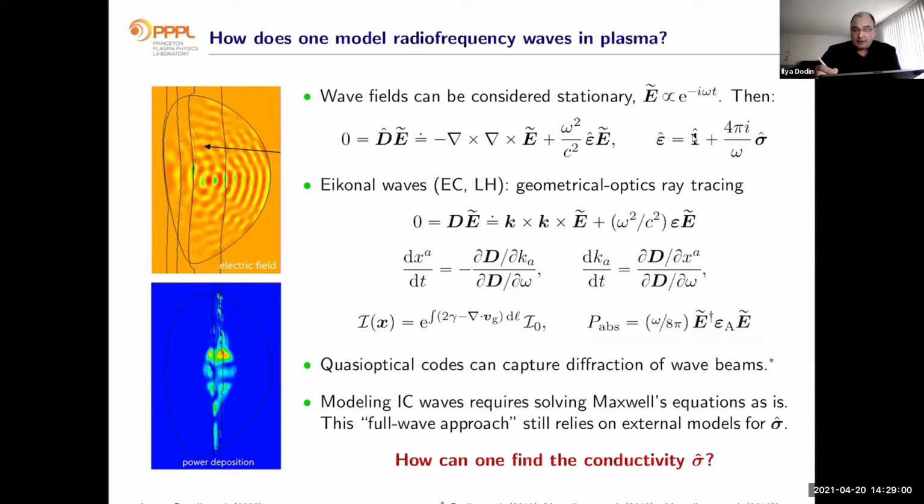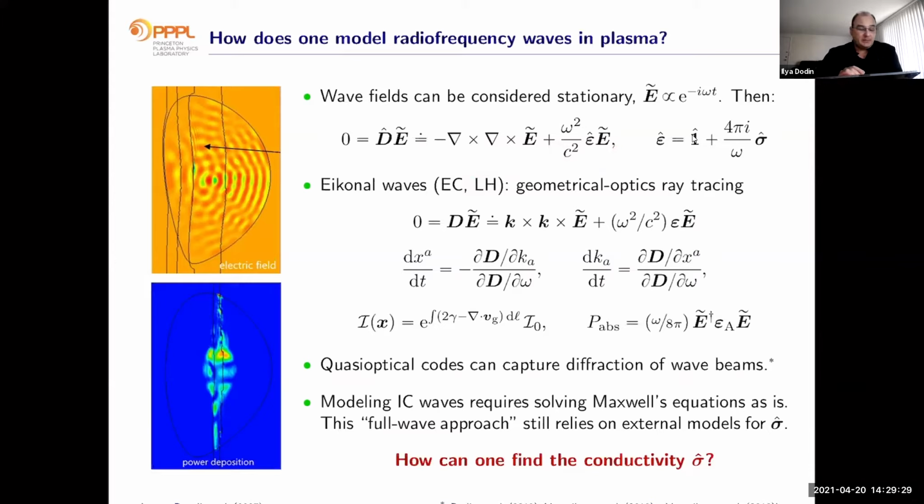This, however, is often oversimplified. So there are other ways to do things. Quasi-optical codes include diffraction and are also applied to these waves. But most challenging are waves in the ion cyclotron range, because you cannot do any asymptotic analysis for them. You actually have to solve the complete Maxwell's equations. And this is what is called the full wave approach.